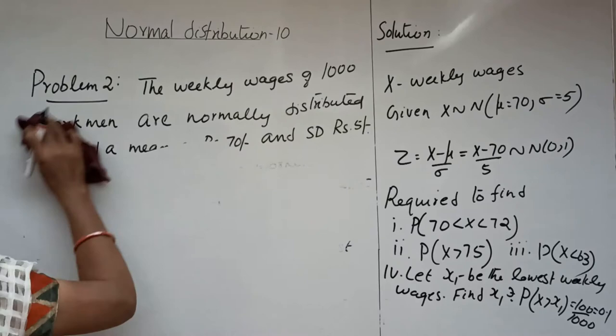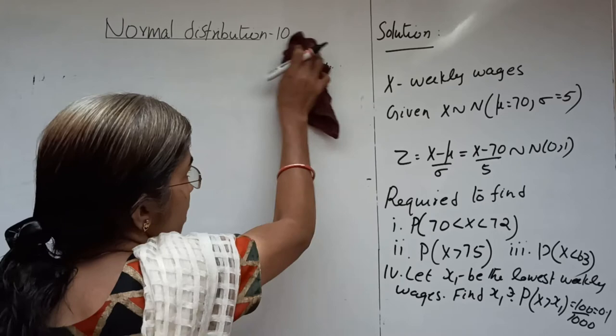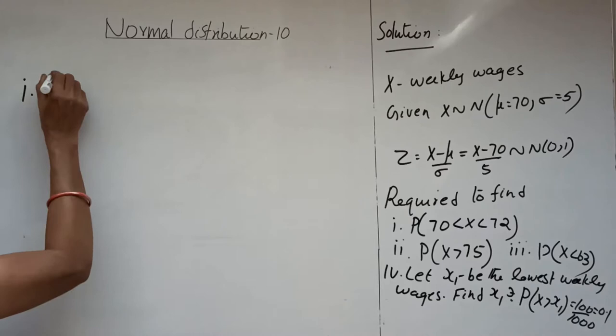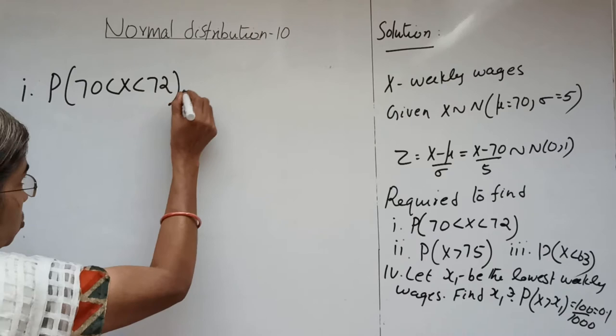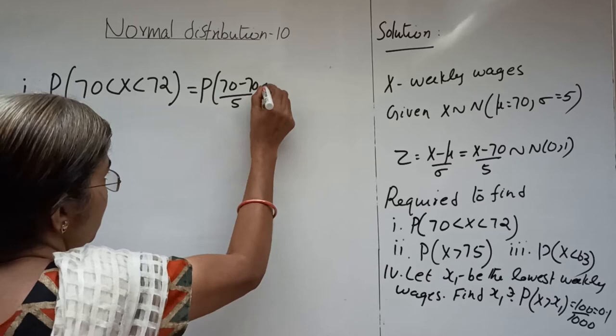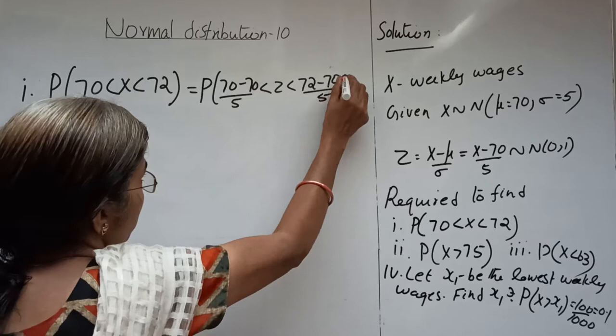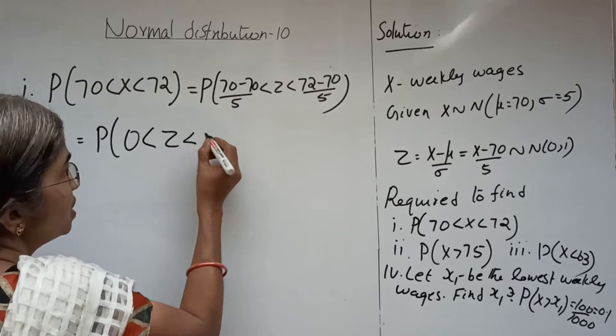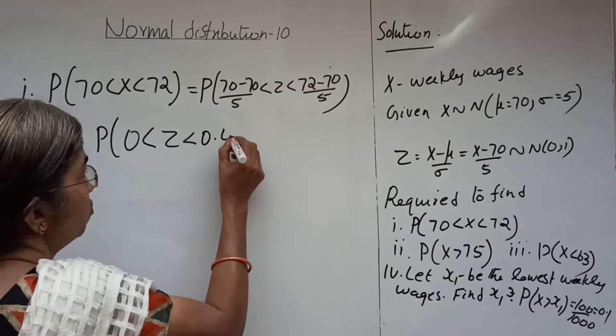Now, the first part is probability 70 less than x less than 72. The corresponding standard normal becomes probability (70 minus 70) by 5 less than z less than (72 minus 70) by 5. That is equal to probability 0 less than z less than 2 by 5, and 2 by 5 is 0.4. Probability 0 less than z less than 0.4.